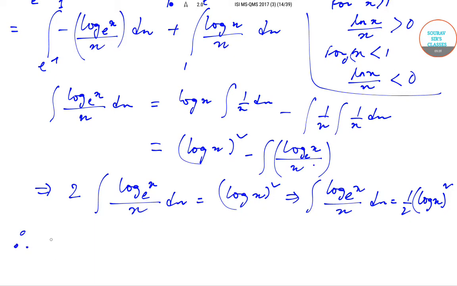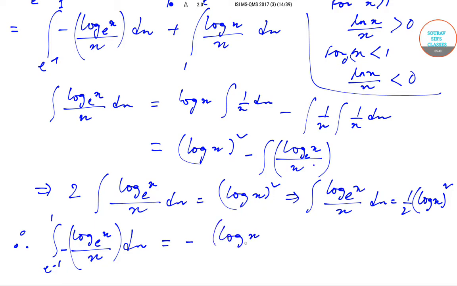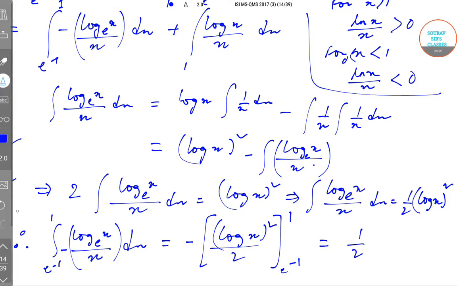Therefore, the integration from e to the power minus 1 to 1 of log of x to the base e upon x dx, with the minus sign, is equal to minus of log of x whole square by 2, evaluated from e to the power minus 1 to 1, and when we solve it, this comes down to 1 by 2. Now we'll solve this for the next part.